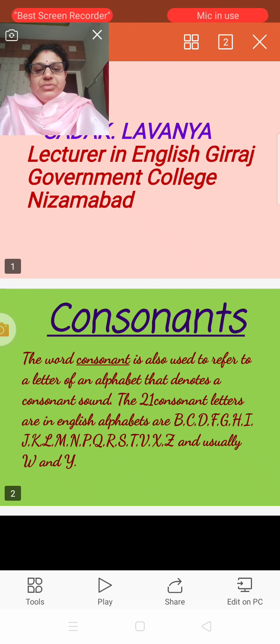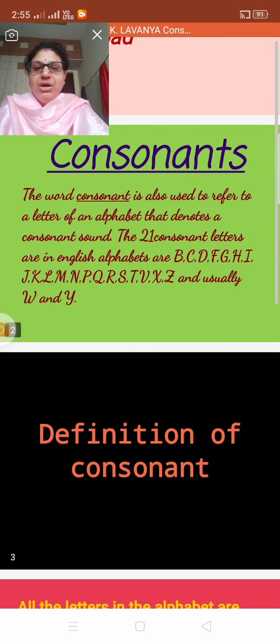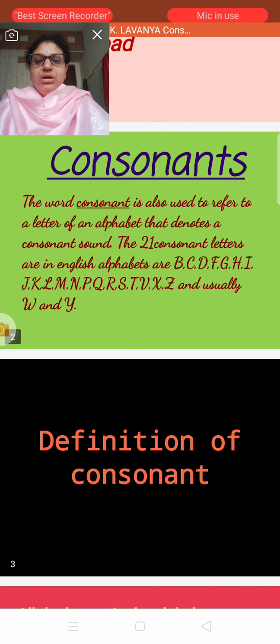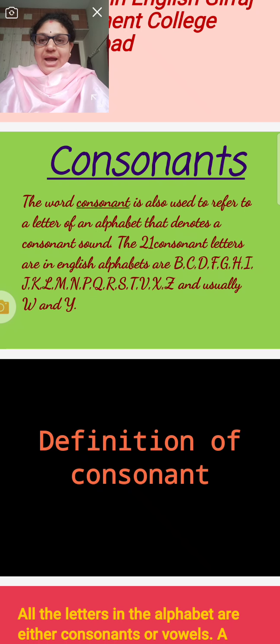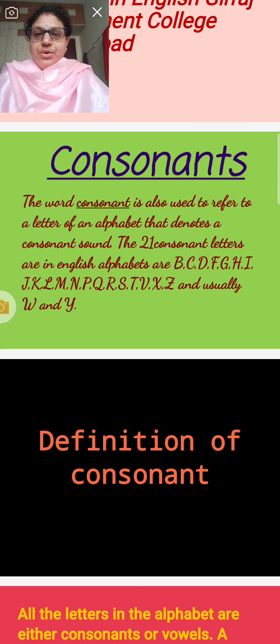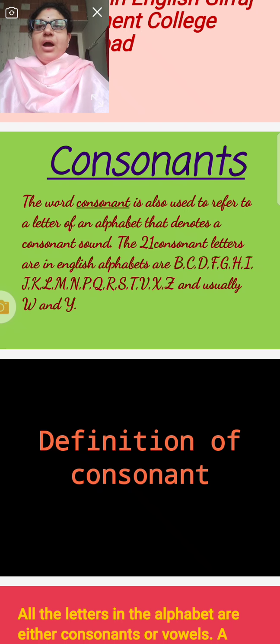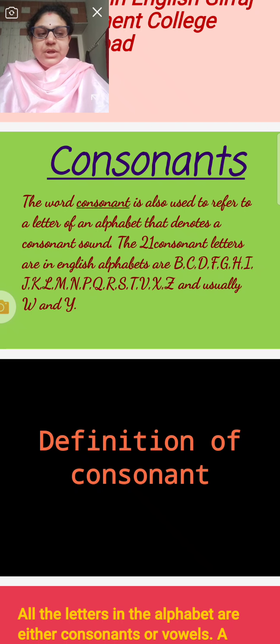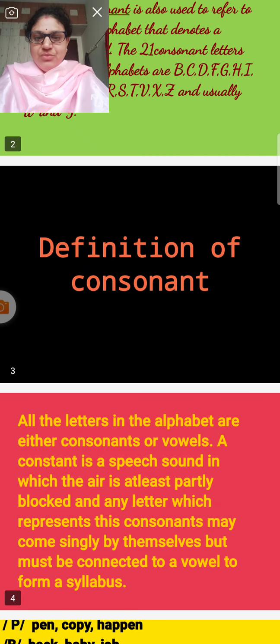Then H. The H sound is ha, as in hat, hammer, hen, hit, hut. These are the type of examples. Also I, J, K, L, and so many more, which we are going to see now.